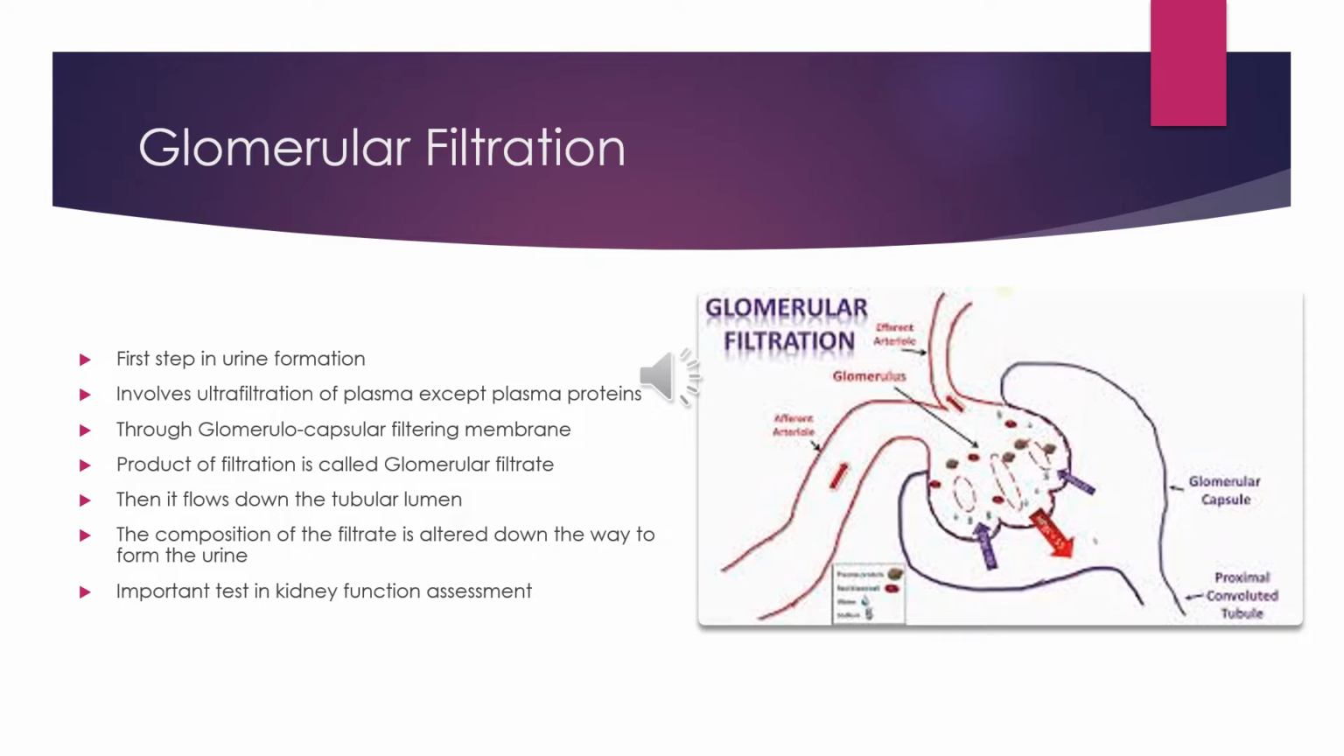While this filtrate goes down the tubule, it undergoes various changes both in quality as well as quantity, and thus its composition will be altered, and finally it will form the urine. In general, the factors that impair the filtration decrease urine formation, and the factors that facilitate the filtration increase urine formation. Therefore, the determination of glomerular filtration is an important test in the assessment of kidney functions.